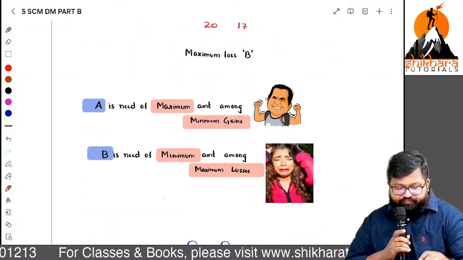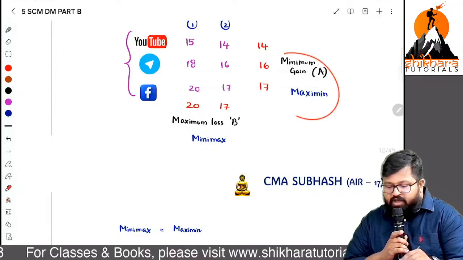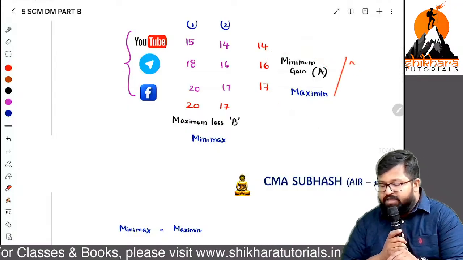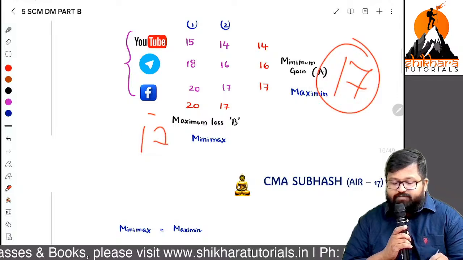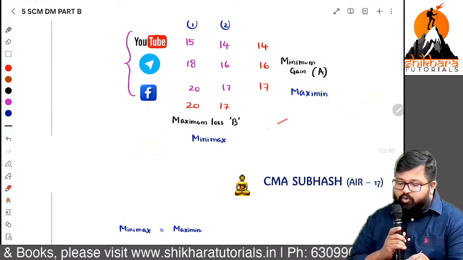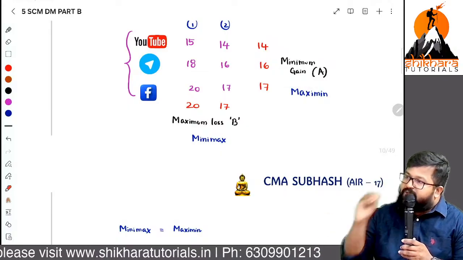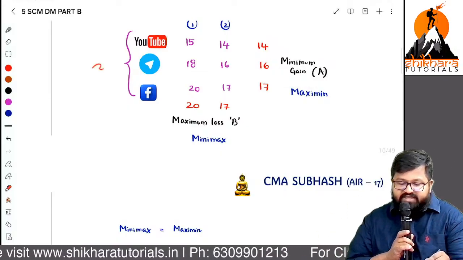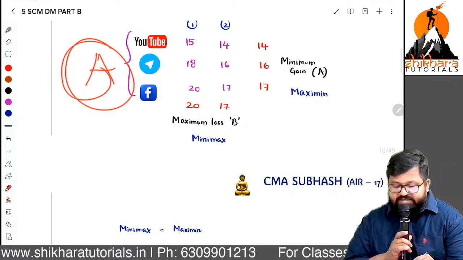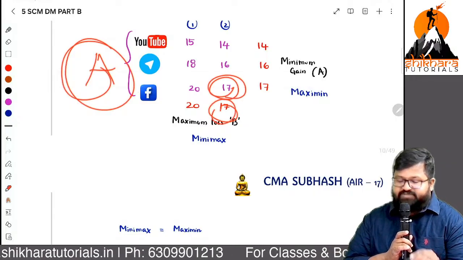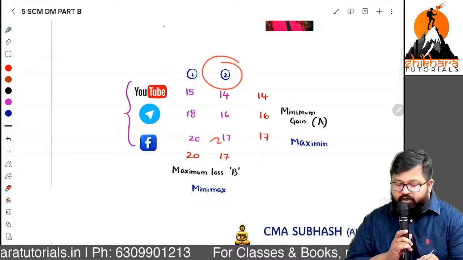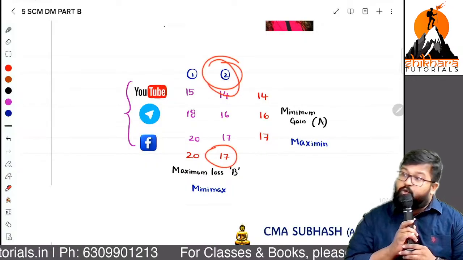Here, what is this point? Maximin. What is the number there? 17. And here what is that? Same, minimax 17. As they both are equal, we are at the saddle point, and that scenario is known as the optimum strategy. And here for us, which is the best option? 17, that is Facebook. And for the other guy, the opponent, also 17, that is strategy 2 is best.